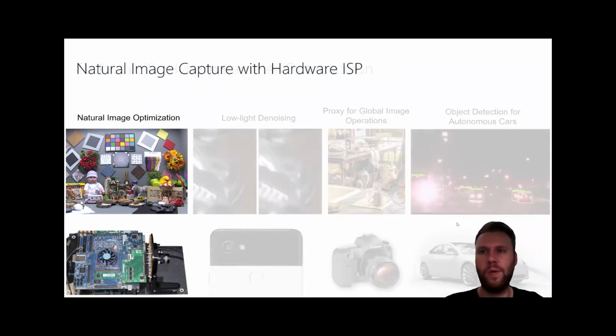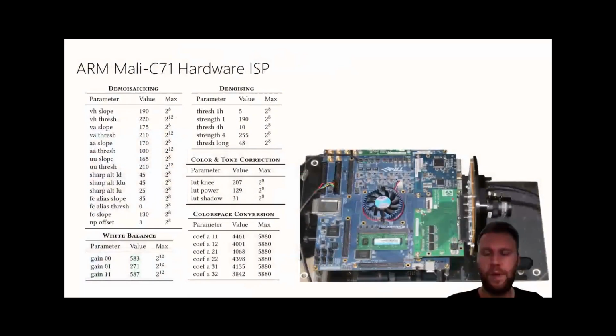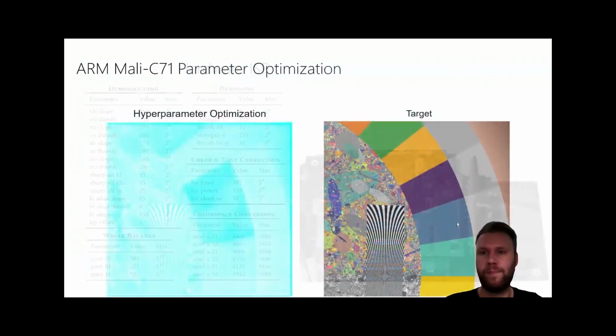First application that I want to look at is optimizing an ISP for the output on a display. So produce natural images that are pleasant to a human viewer. The particular hardware ISP that we use is an ARM Mali C71 ISP, which is a state-of-the-art automotive ISP, which has over 30 continuous and discrete parameters. It's non-differentiable and very tricky to tune by human experts.